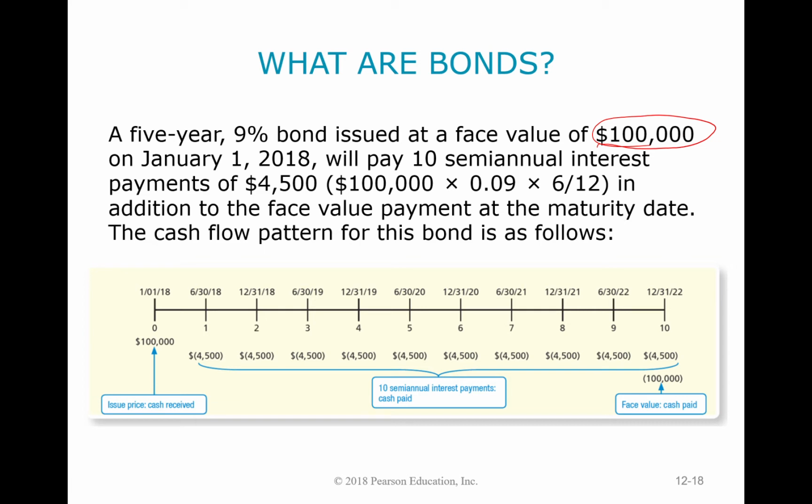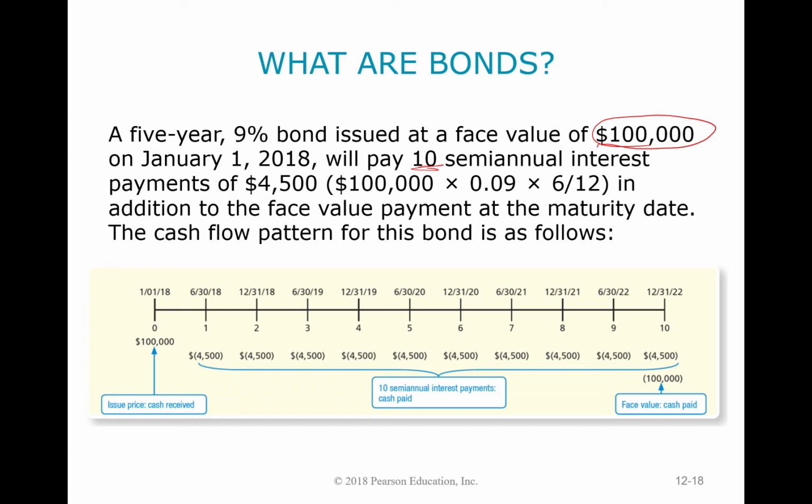Now, this is a 5-year bond. We're paying 10 semi-annual interest payments. So essentially, we're looking at not 9%, but remember, with our principal, interest is equal to principal times rate times time, we look at this based on a time perspective, and semi-annual would be twice a year. So in this case, we're getting essentially 4.5% or $4,500 two times every year to equate to that $9,000.